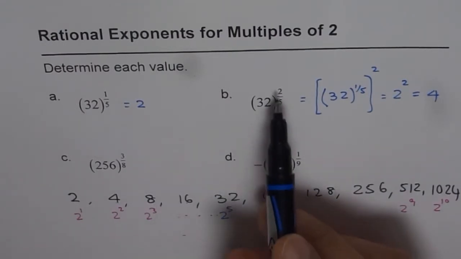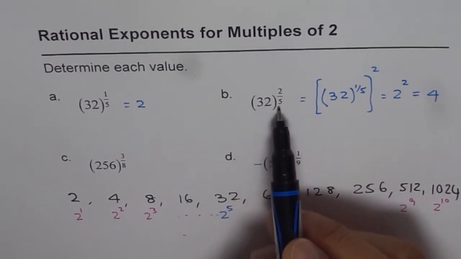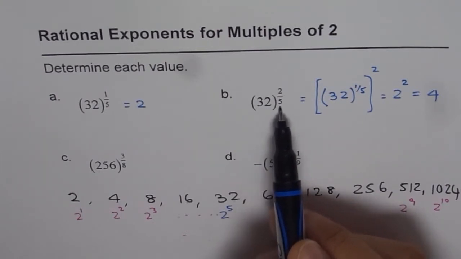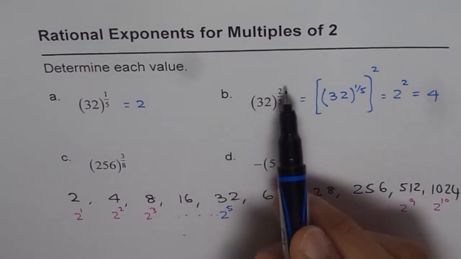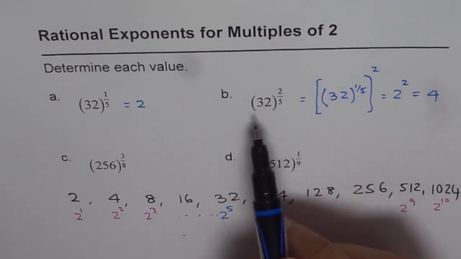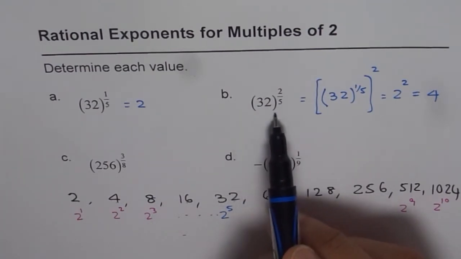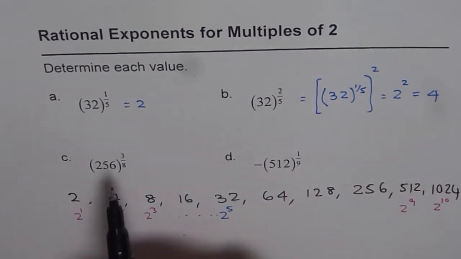So when we have rational exponents, then we have a choice. We could do the fifth root first, or we could square and then find the root. In such examples, it's better to go for the root first, because then you're landing with smaller numbers. If you do the square of 32, then you are having bigger and bigger numbers. It may become slightly trickier and more difficult. So I'll recommend do the radical part first, the root part, and then square, okay? So let's look into the next question.